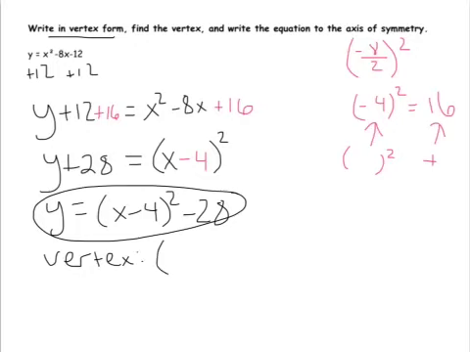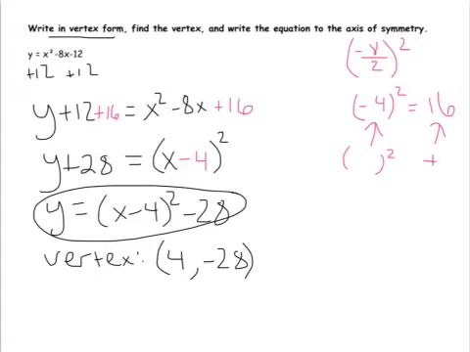My vertex is already given to me, except with this one here, I need to change the sign. The negative 28 stays. So I have positive 4 and negative 28. The sign inside changes for a couple reasons. One we looked at in class with transformations. When you subtract inside the parentheses, it moves right rather than left. So it's opposite of what you think.